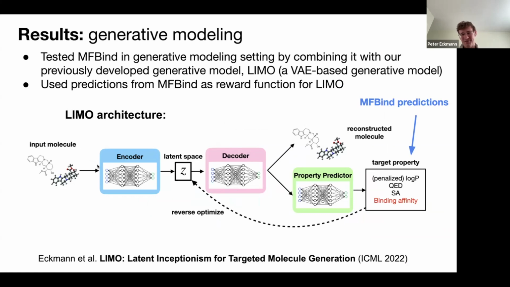I won't go into too much detail, but we have a regular VAE setup, and then we have some property predictor. We backpropagate the output of the property predictor back to the latent space to optimize the molecules. Essentially what we did here is we used the MFBind predictions as another target property. So the Limo model optimized the MFBind predicted affinity.